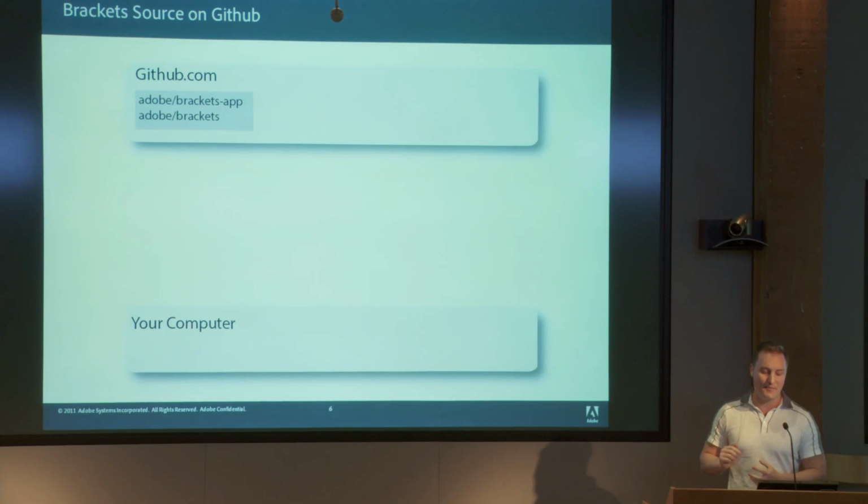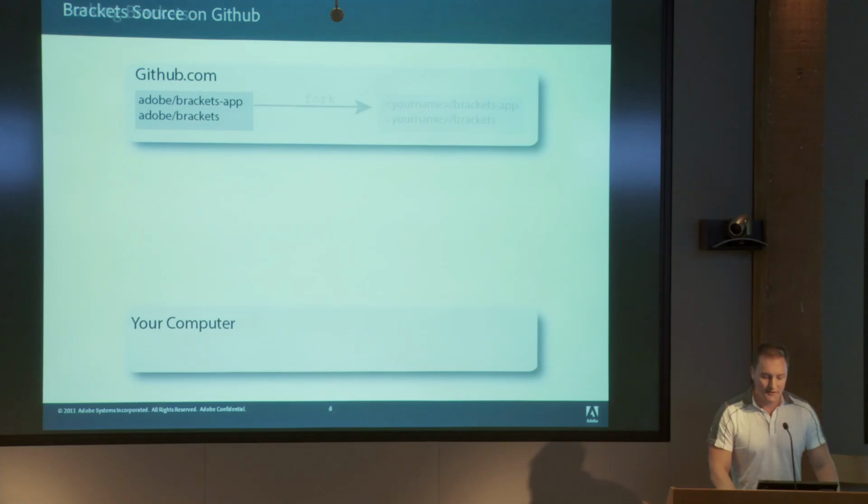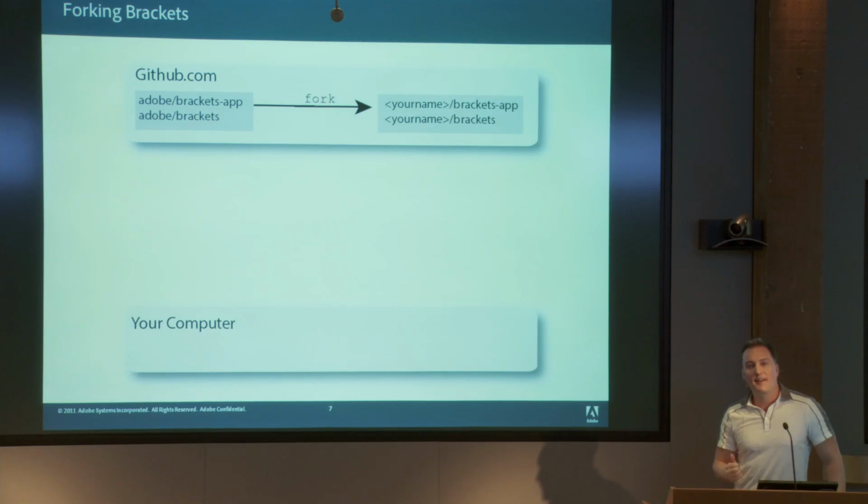At the top is github.com, and you'll see we have both of the Brackets repos there. We've got brackets-app, which is the native shell, so that's Objective-C, C++, Visual Studio projects, and then Adobe/brackets, which is our JavaScript, CSS, and LESS code. So that's sitting up in the cloud in github.com. I've got my box for my computer at the bottom. So the first thing that I need to do is get a github.com account, and I need to get my own copy of those two repositories in the cloud in github.com.